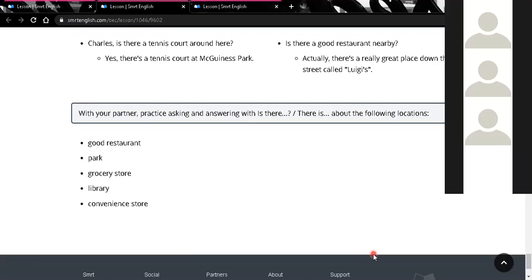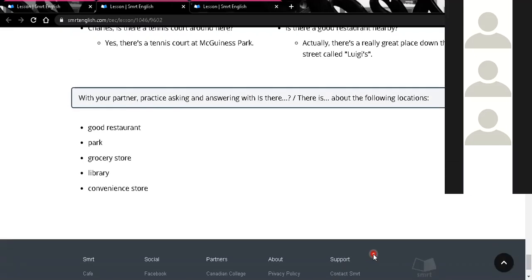Now it says, practice asking and answering with there is, there are, is there, are there, about the following locations. So here we have a restaurant, park, grocery store, library, and convenience store. So what do I want you to do now? I'm going to ask each one of you to ask, and then another is going to answer with information from your hometown. Guillermo, I'm going to start and you're going to answer me. Then you're going to ask and Karen is going to answer you, like a chain, como una cadenita. Okay, so Guillermo, tell me, is there a good restaurant here in your hometown?